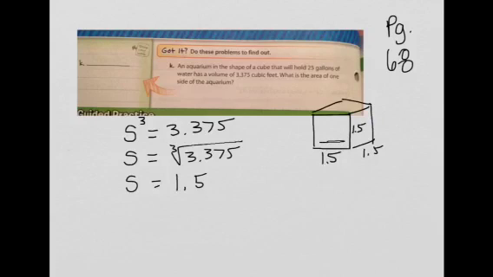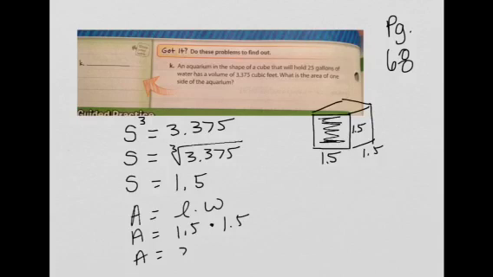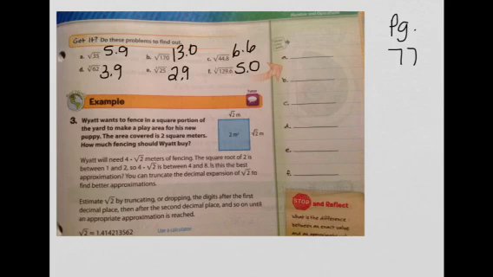Now if we're only trying to find the area of one side of it, we're going to do area is equal to length times width. Area is equal to 1.5 times 1.5. So area is equal to 2.25 feet squared.